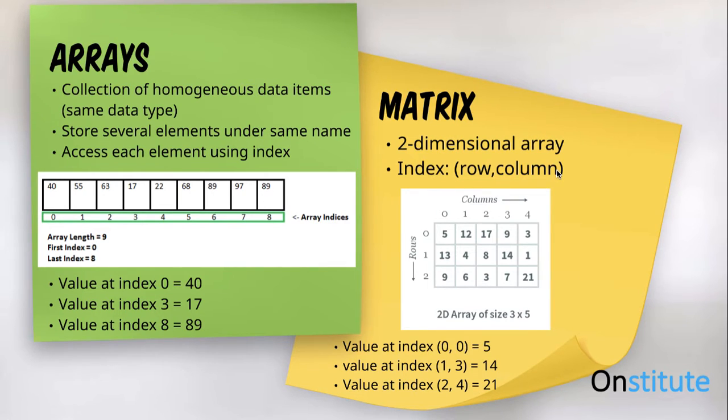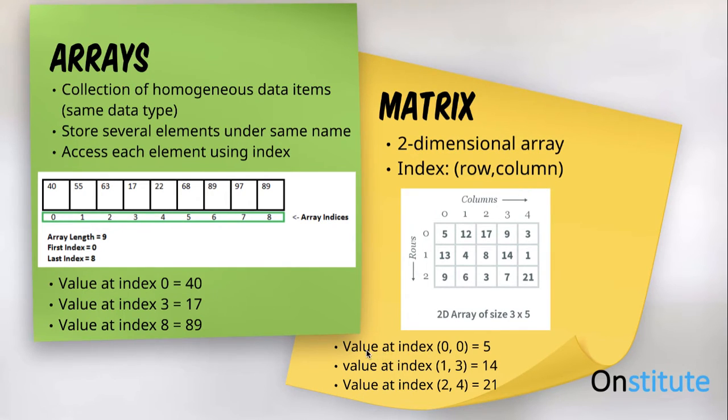Now a matrix is just an extension of an array. An array has only one dimension, that is row wise. A matrix has two dimensions. A matrix is basically a two-dimensional array where it has rows as well as columns. If you want to access a matrix element, you have to access it using both row and column. First you have to specify the row number and then the actual column number.